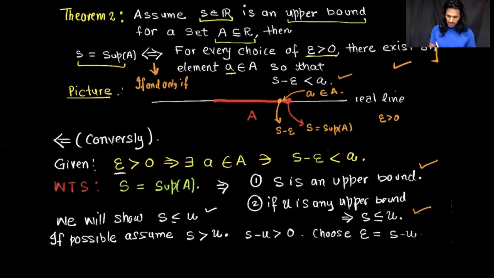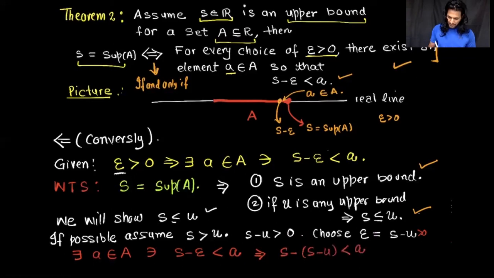So now I will use my given statement. My statement says that whenever I have an epsilon which is strictly positive, there always exists A belonging to A so that S minus epsilon is less than A. Now I will plug in the value of my epsilon. So this will be S minus epsilon, which is S minus (S minus U), strictly less than A. And this implies S cancels out. So this will be U is strictly less than A.